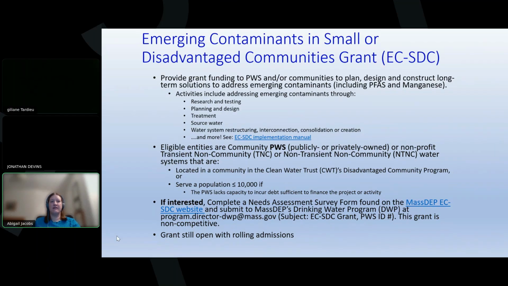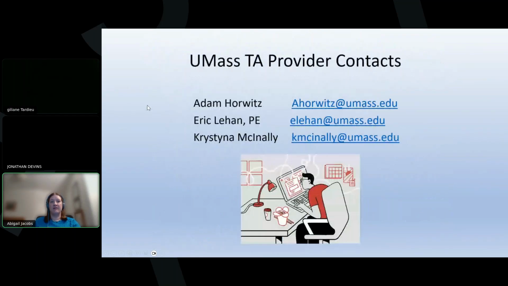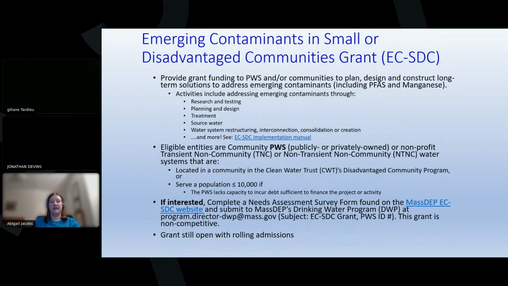There are lots of different activities that could be related to addressing emerging contaminants: research and testing, non-routine testing, pilot testing, that sort of thing. Planning and design, whether your system is looking at treatment or an interconnection with another system. Source water, maybe you need to dig a new well or do some test wells. And consolidation of systems and lots of others. You can go to that link for other examples of activities addressing emerging contaminants.